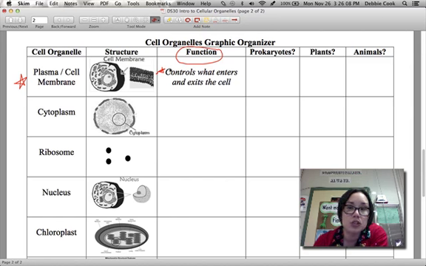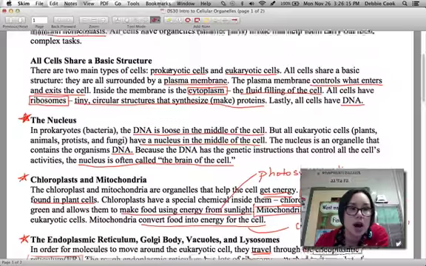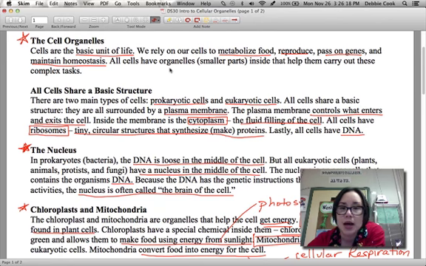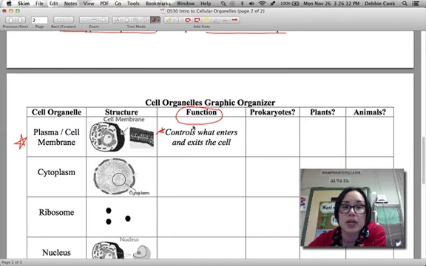The next thing that we need to do is ask ourselves, what types of cells contain a cell membrane? So if I go back to my reading to the very top, I see here that it says all cells share a basic structure. They're all surrounded by something called a plasma membrane. Right here, a plasma or cell membrane, it asks, is it found in prokaryotes, plants, or animals? And because it says it's found in all cells, I'm going to go ahead and put a check mark underneath all three types of cells.